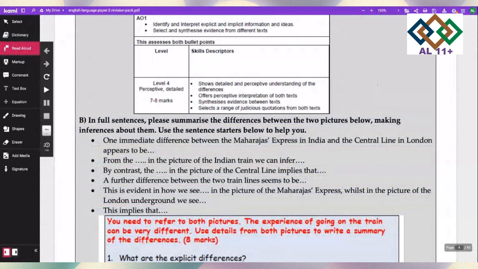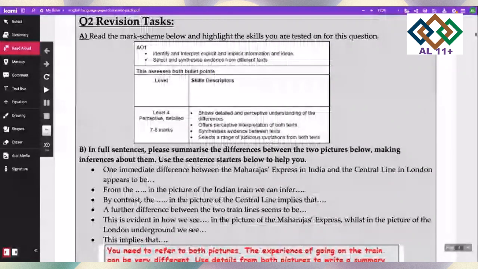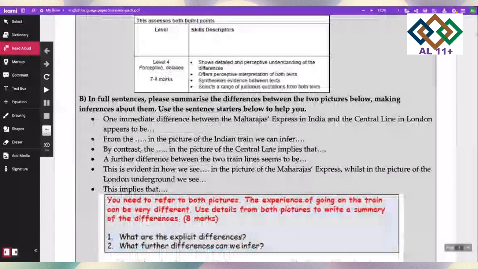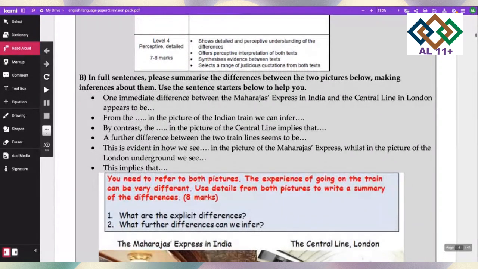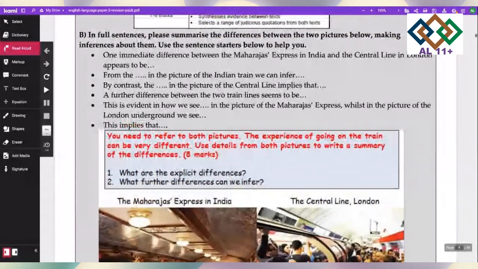So now we are going to look at part B. What are they asking you in this? In full sentences, please summarize the difference between the two pictures below, making inferences about them. Use the sentence starters below to help you. These are some of the starters we have made for you, so that you understand what the difference is and how you would start a sentence. So let's get started now.